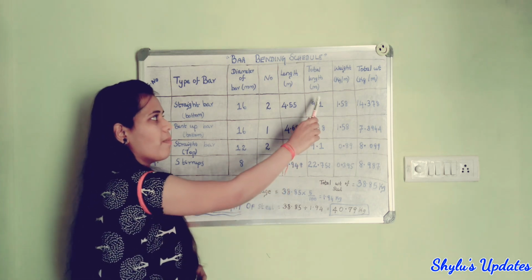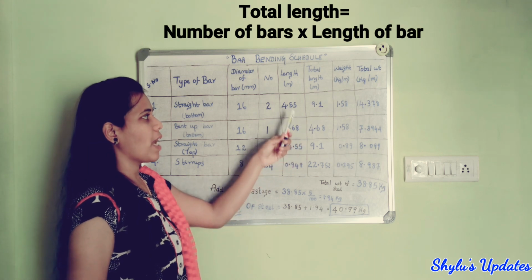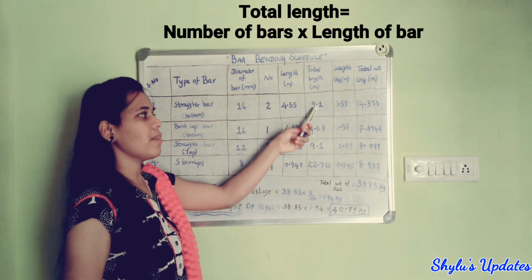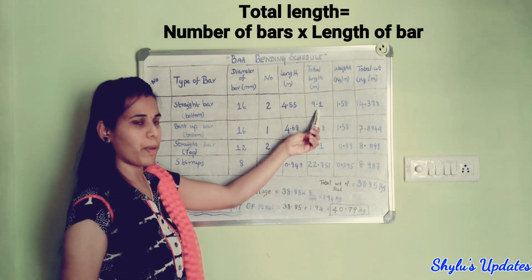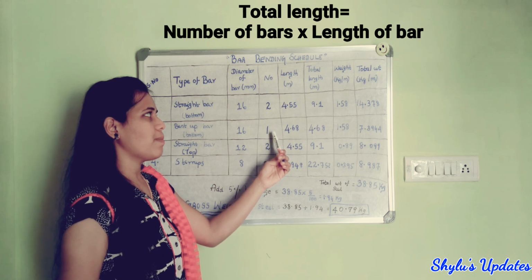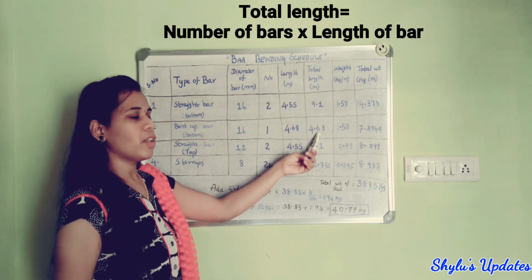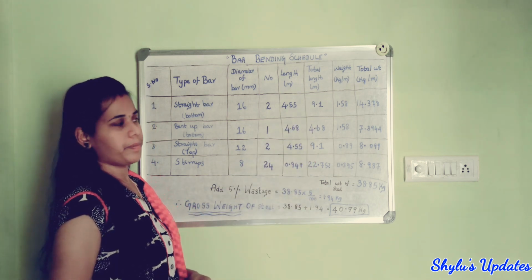Now in the next column we have to write the total length. Total length is we have to multiply this number of bars into this length, we can get the total length. Okay, so 2 into 4.55, 9.1. Similarly, when we multiply this number of bars into this length, we can get the answer total length. So total length of bars in this way we have to calculate.